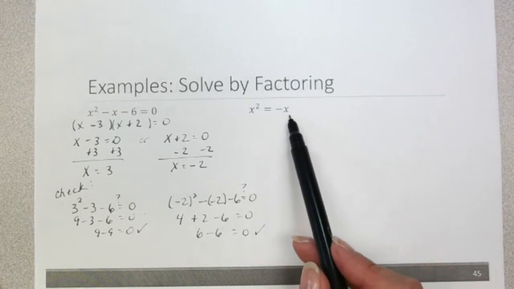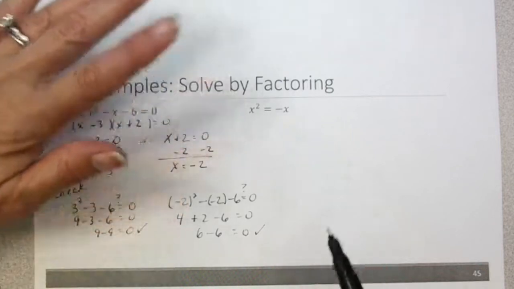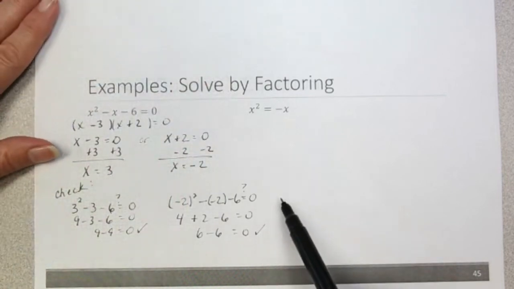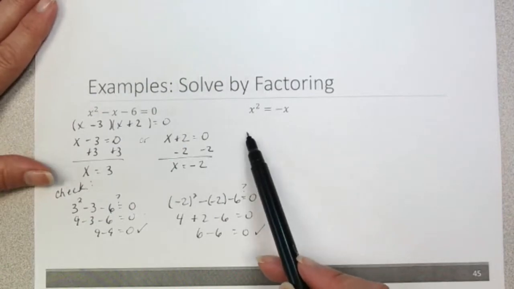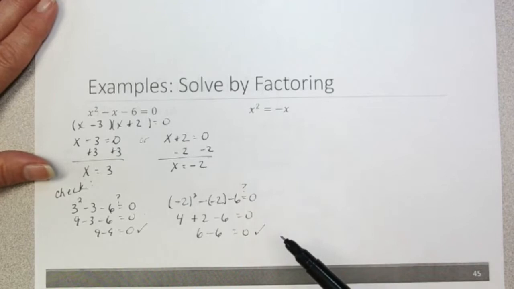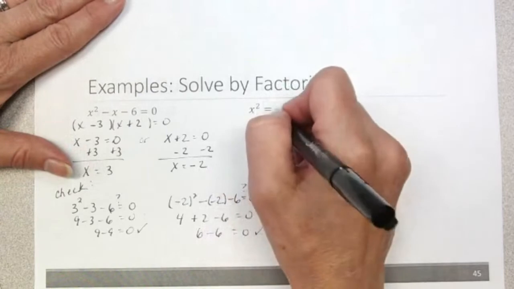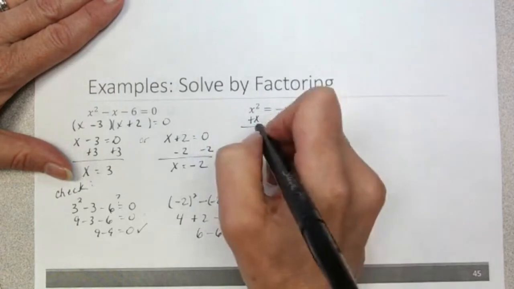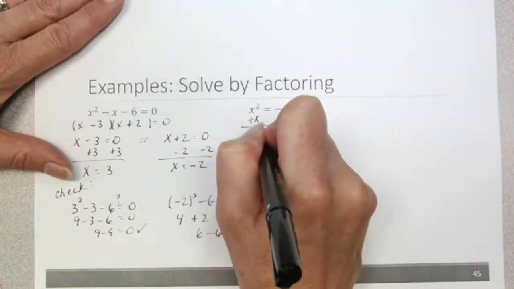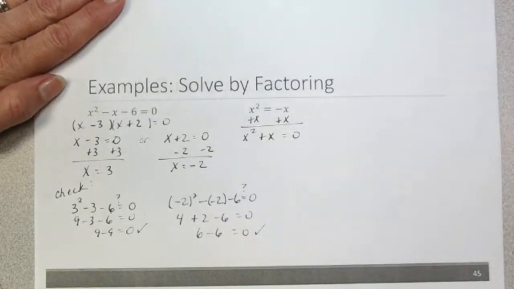All right. Look at the second example over here. Can we solve that one by factoring? Well, it's not in its standard form yet, right? All the terms are not on one side of the equal sign, and we have to do that. We have to set this equation equal to 0 before we can solve. So let's move that -x over to the left by adding it to both sides. When we add that x to both sides, on the left we have x squared plus x equals 0. Now that it's set equal to 0, we can go about factoring it.